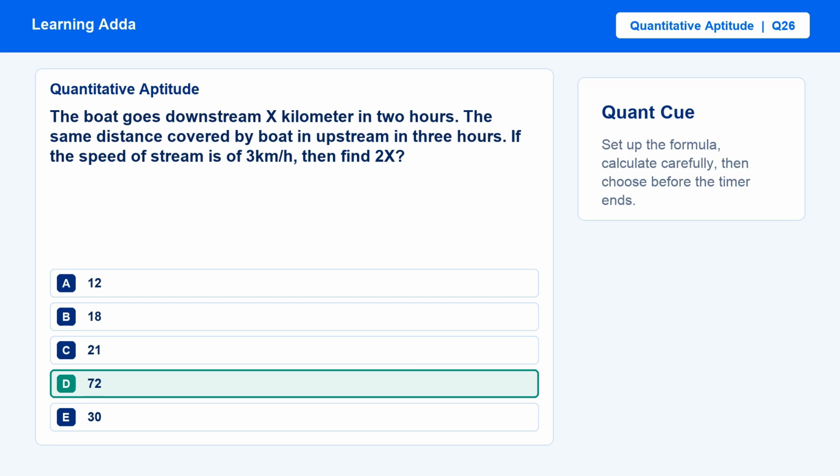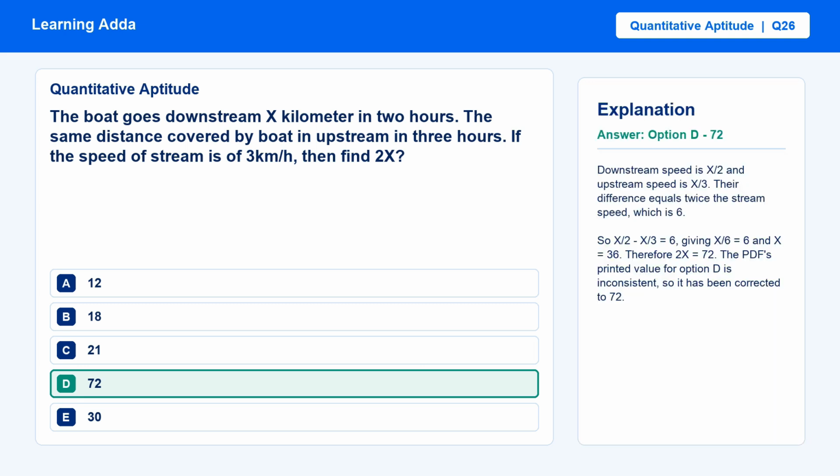The answer is option D, 72. Downstream speed is x/2 and upstream speed is x/3. Their difference equals twice the stream speed, which is 6. So x/2 minus x/3 is equal to 6, giving x/6 is equal to 6 and x is equal to 36. Therefore 2x is equal to 72. The PDF's printed value for option D is inconsistent, so it has been corrected to 72.